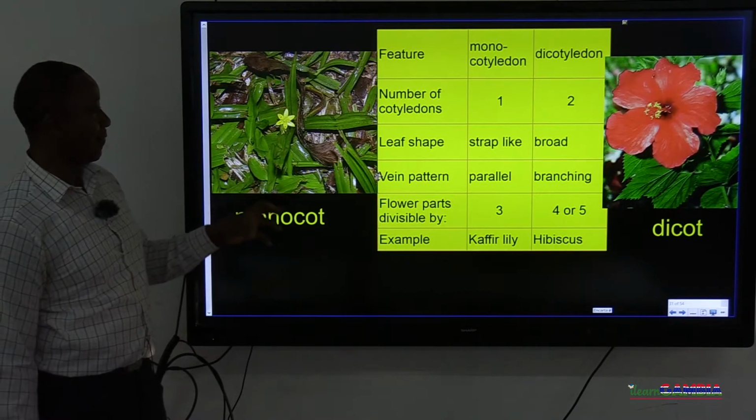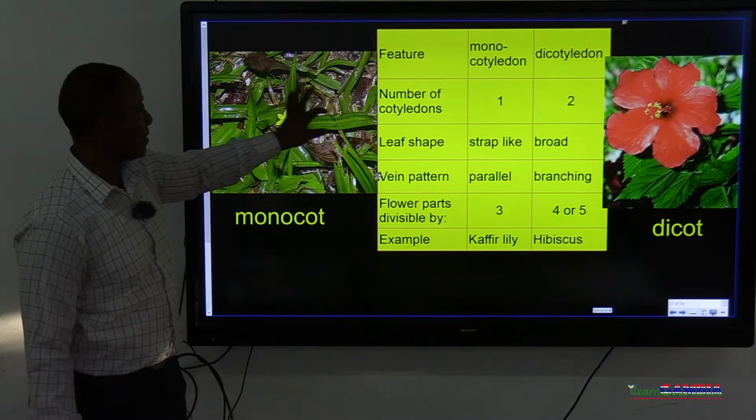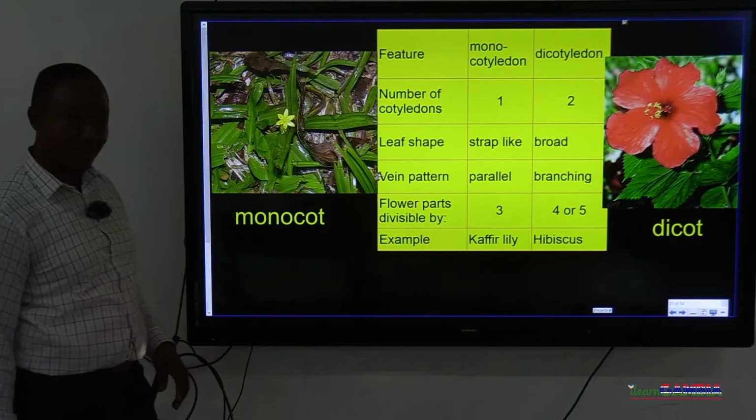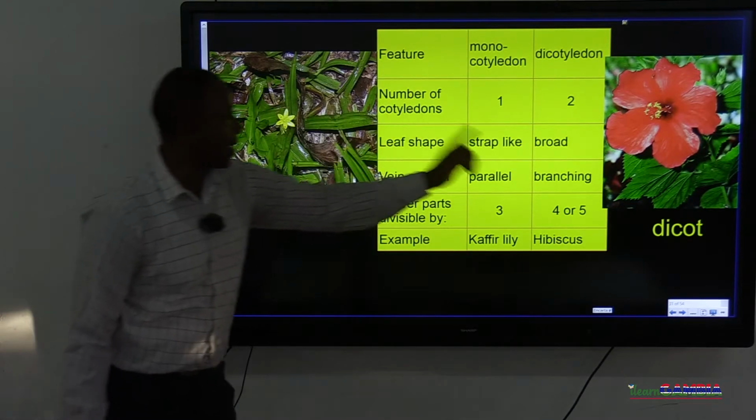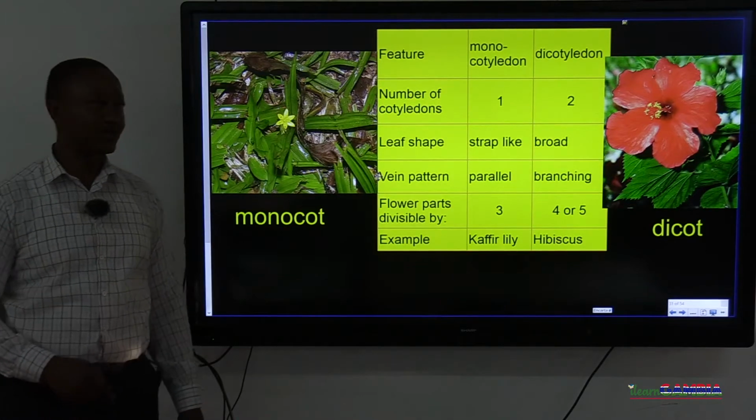So if you find a flower that is 12 or those type of numbers, now you have to look at other things like the shape of the leaf, the pattern of the veins to decide whether it is a dicot, if it is network, or parallel, then you know it is a monocot.